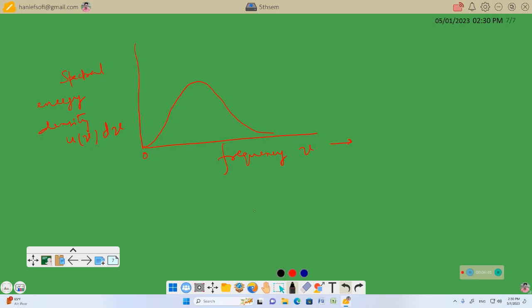Let me change the color. I call it observed. This is the observed one, observed spectrum. But the Rayleigh-Jeans law goes like this.